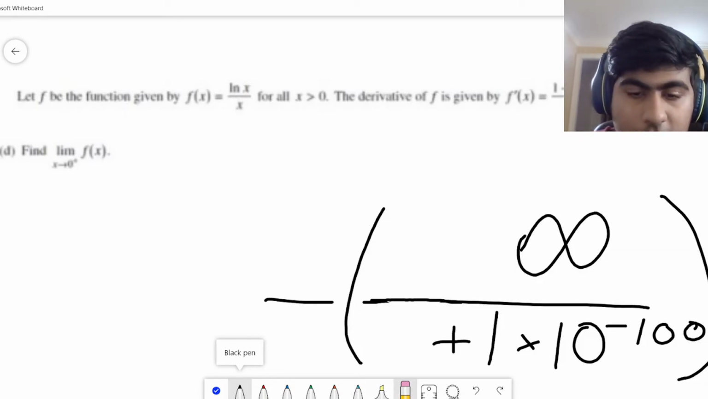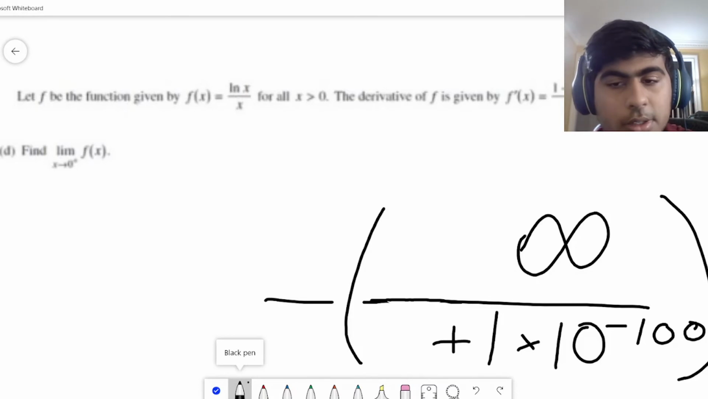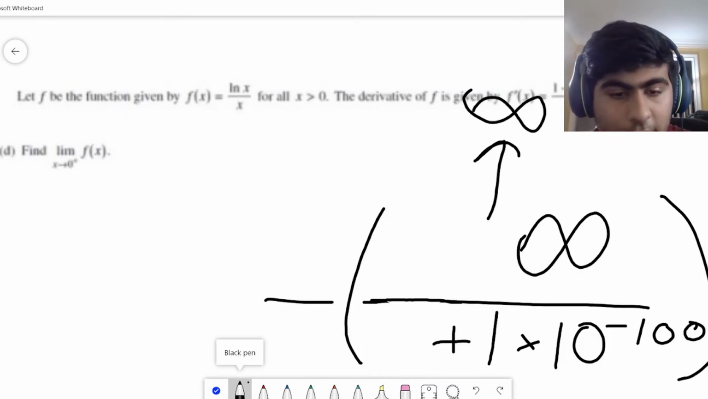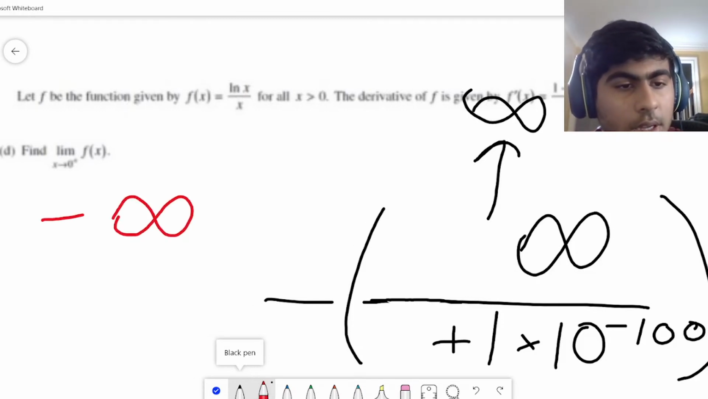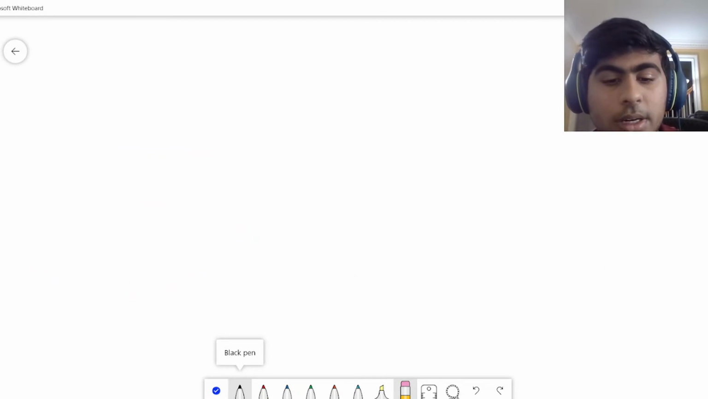We're just going to stay at infinity, right? Because that's what you get when you divide something that's huge by something that's tiny. You get infinity. So this entire part right here is going to be infinity. Now you have that negative tacked on, so our answer is going to be negative infinity. So this is the value of the limit as x approaches 0 of f of x. It's negative infinity. Right, now with that, let's get on to our next question.